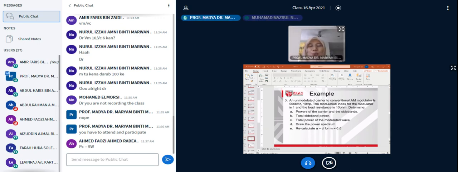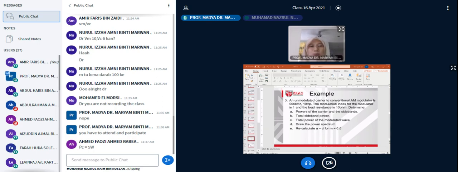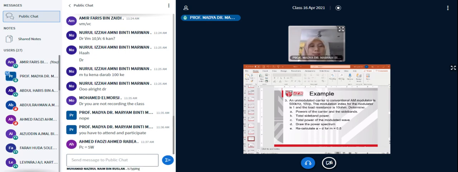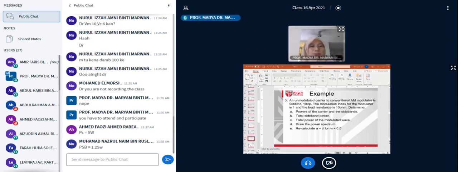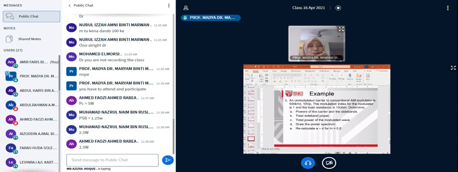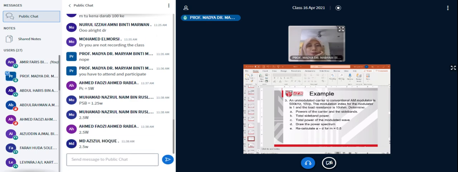Type in the chat. When they ask for the sideband, you have to ask whether it is one sideband, both sidebands, or the total. Since B is the total, A is actually one sideband only. So one sideband is 1.25. All right, is it correct? Then for 3B. We have Fauzi and Nazrul Naim who answered 1A and B. Now, can I have any other students for C, the total power for the modulated wave?